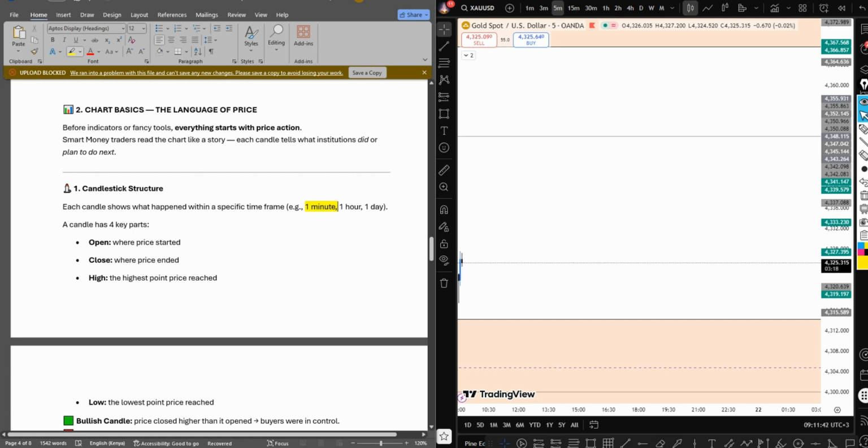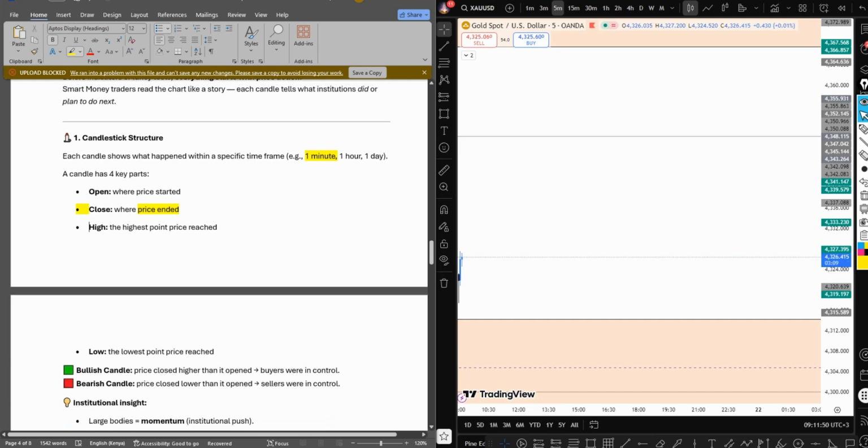A candle has four key parts: open, where price started; close, where price ended. So high is the highest point price reached, and low is the lowest point price reached. So there are two types of candles: they're bullish candles and they're bearish candles. So let me explain.